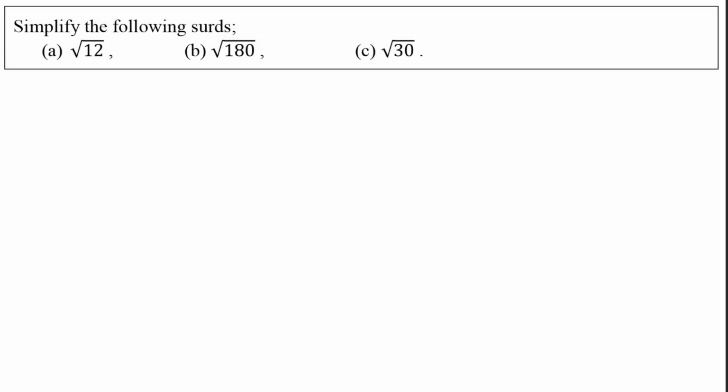Let us look at some examples which put these ideas into practice. We're asked to simplify the following surds. What does it mean to simplify a surd? Well, in the first example, we're asked to simplify the surd root 12. What we need to do here is find the prime factorisation of 12. In other words, to split 12 into the prime numbers which make it up. 12 is 2 times 6, but 6 is 2 times 3, and all of these numbers are now prime. This is the prime factorisation of 12.